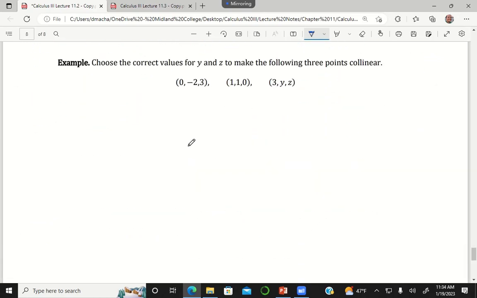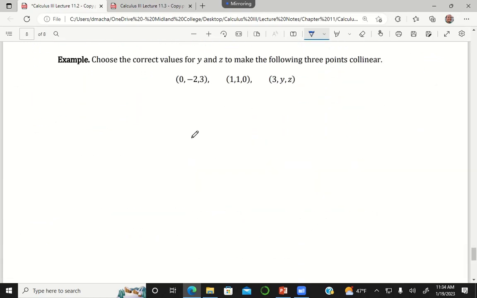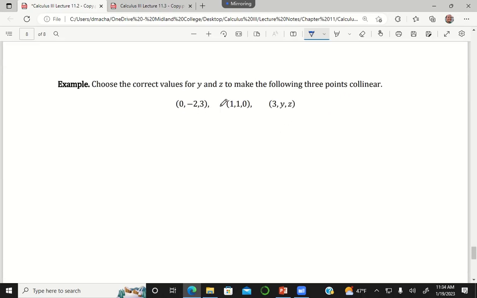Sorry for moving so quickly. I just really want to make sure that we finish 11.3 at least by the end of the day, Monday. And so I've got one more example in 11.2, and then we'll move on.